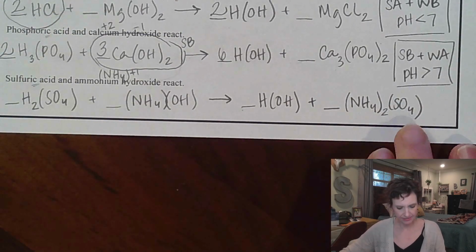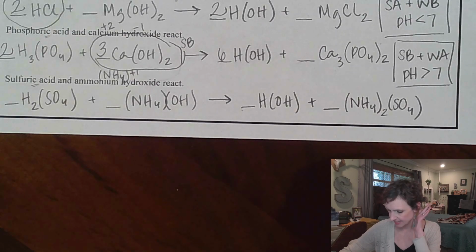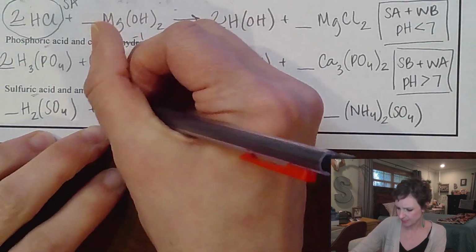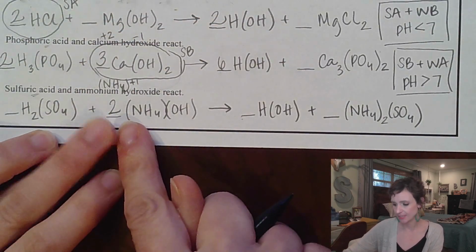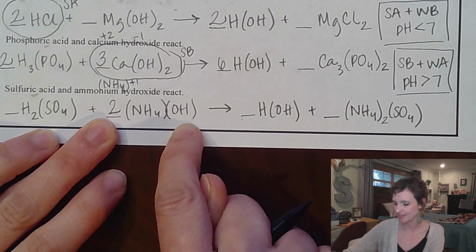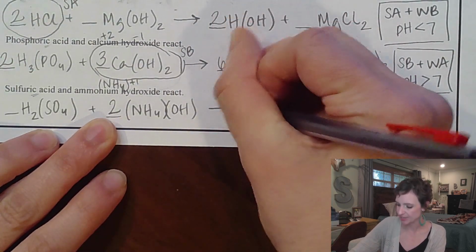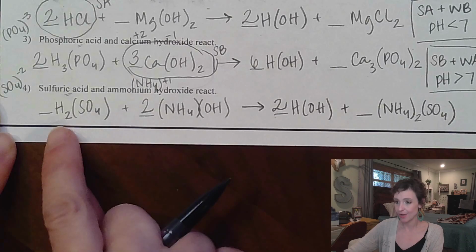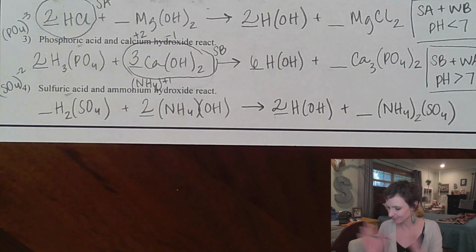The balancing of it all. Well, it looks like I got, let's see, 2 ammoniums over here and 1 over here. Let's see, we put a 2. Now my ammoniums are balanced. That gives me 2 hydroxides on this side. So I'm going to put a 2 in front of my HOH to give me 2 hydroxides. That also gives me 2 hydrogens, which means I'm good. Yay, we're balanced. Amazing.